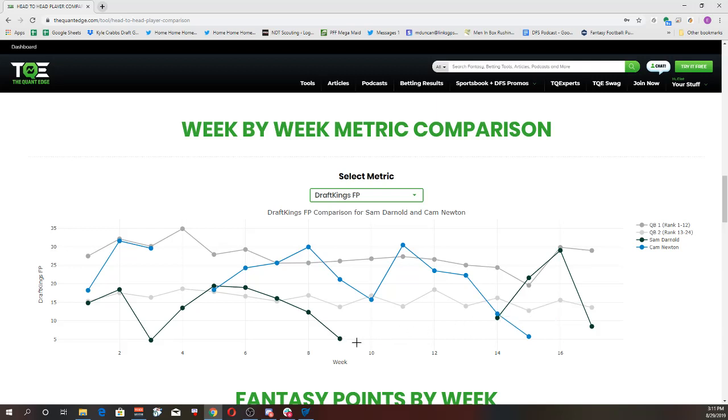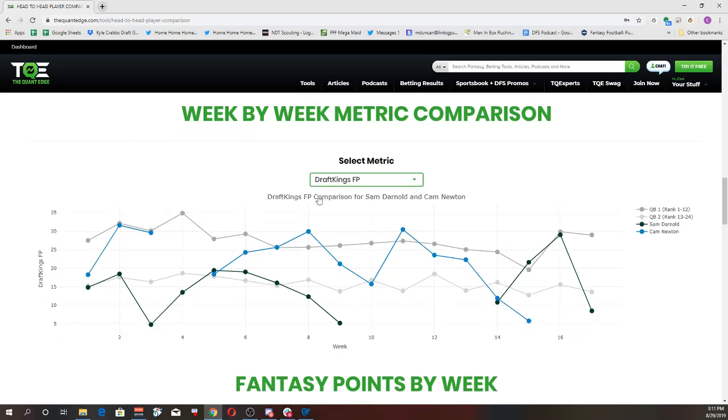Now, if it breaks like this, it says this was a bye week for Cam Newton, or this was a situation where Sam Darnold didn't play because of injury, and obviously Cam Newton missed the end of the season as well. So, we can see that Sam Darnold scored 29 points this week. Cam Newton only scored 5.74 in Week 15. So that's a way to use this tool.